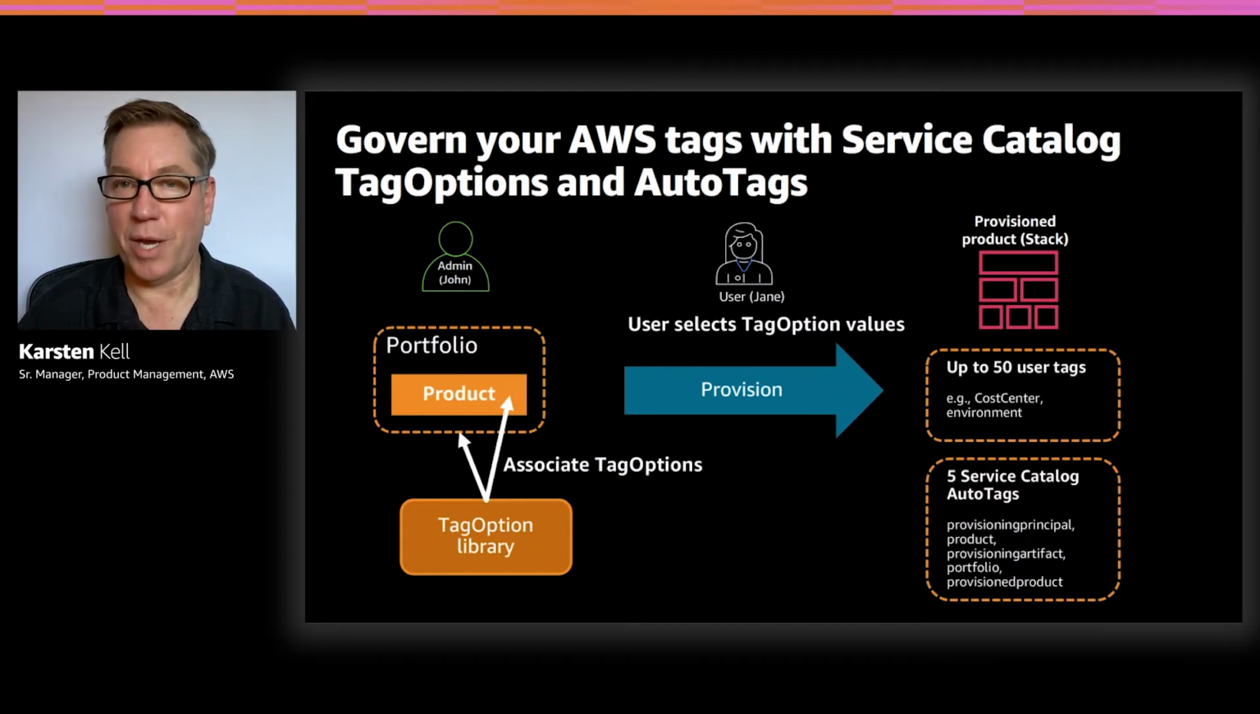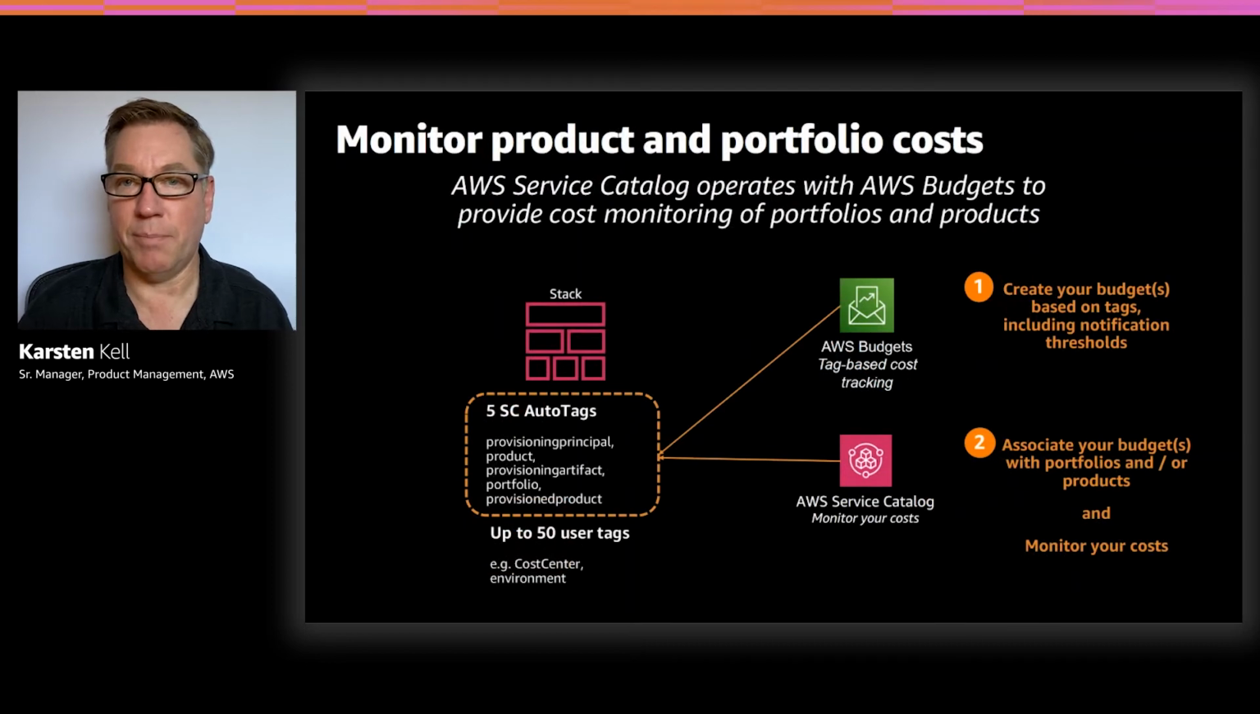So that's all great, but what do I actually do with these tags to provide better cost visibility? So one of the things we've done in Service Catalog is we've worked with the AWS Budgets team, and we've created an integration between AWS Service Catalog and AWS Budgets. And it's based off of tags. So what a customer would do is create a budget based on a tag, and you could use whatever tags you want, or you could use Service Catalog auto tags. So if you wanted to track costs, let's say, by portfolio or by a product, you have those tags available automatically through Service Catalog tags, and you can create a budget based off of that.